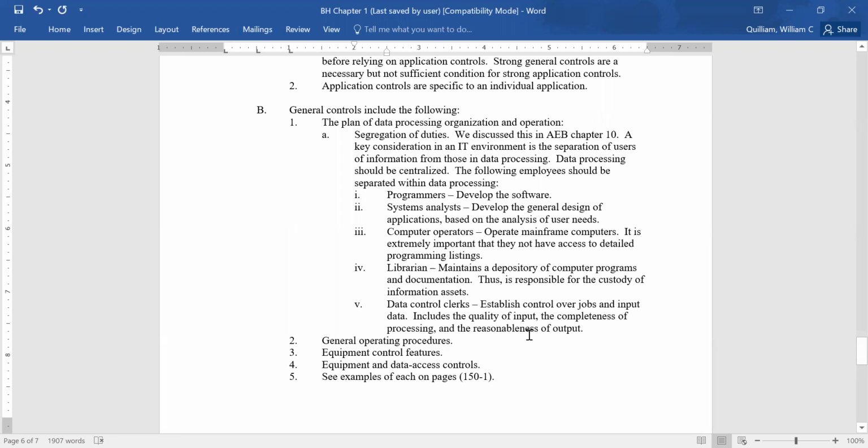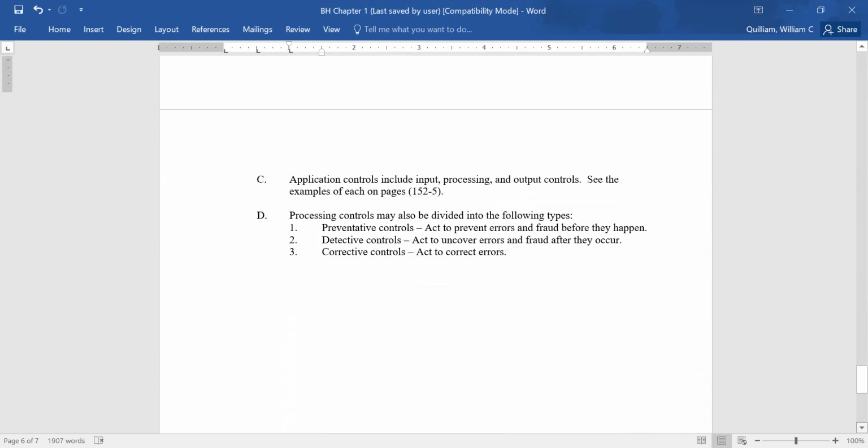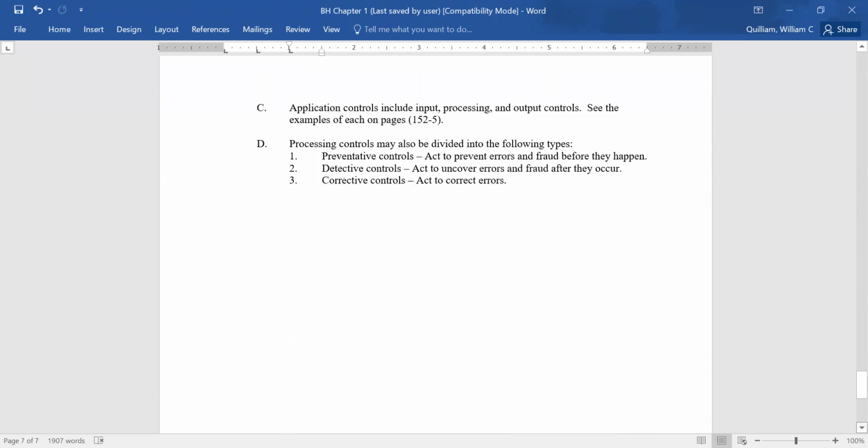Then we also need general operating procedures, such as how to turn on the computer. Then equipment control features, such as making sure that we control equipment, we lock it up, we don't subject it to the elements, etc. Then equipment and data access controls that would include user authentication and having proper passwords. There are some examples of each in your book. I'm not worried about those examples. But just look at them on your own when you have a chance.